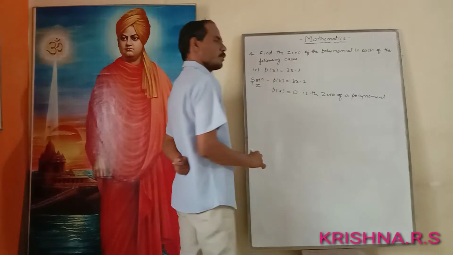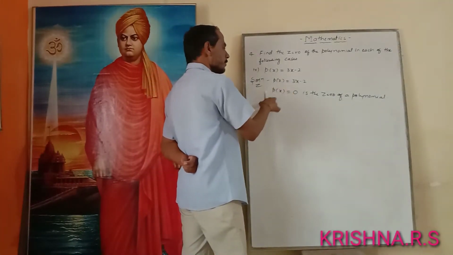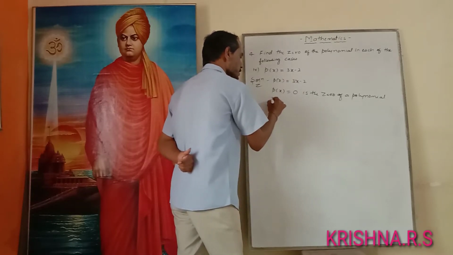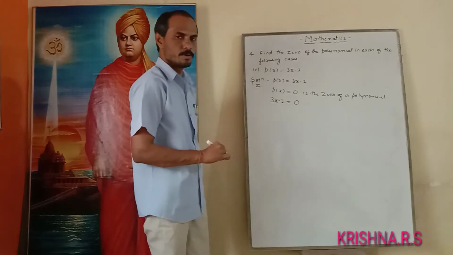Is the 0 of a polynomial. Yes. The next step, P of x value consider from the question. What is P of x? 3x minus 2 is equals to 0.